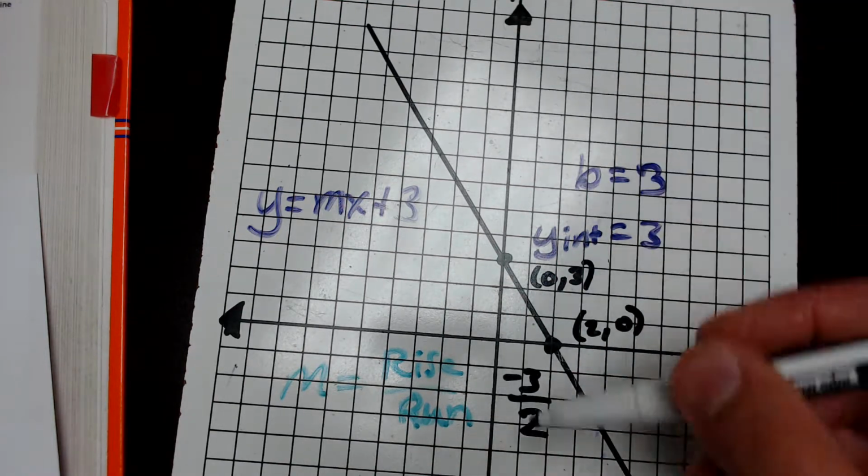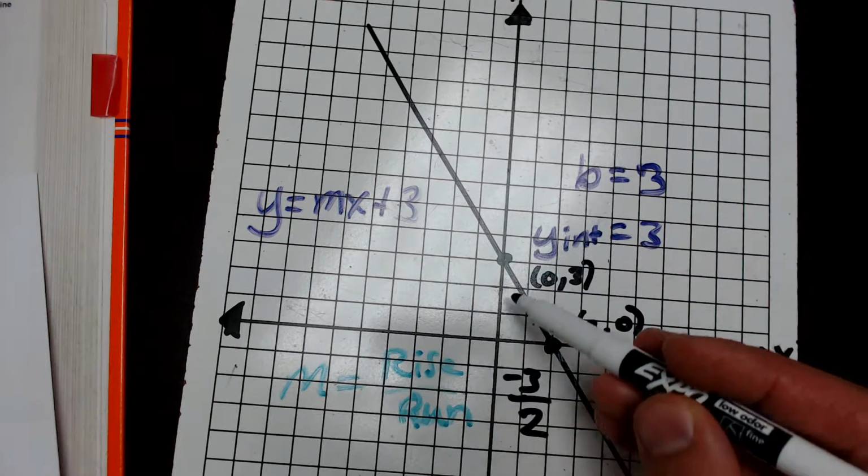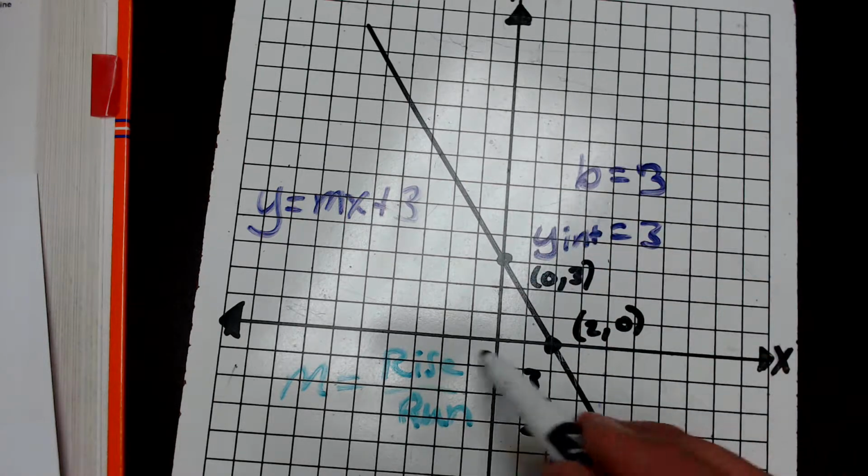So positive and negative are the same as far as the y and the x-axis. If you go down, it's negative. If you go up, it's positive. If you go right, it's positive. If you go left, it's negative.